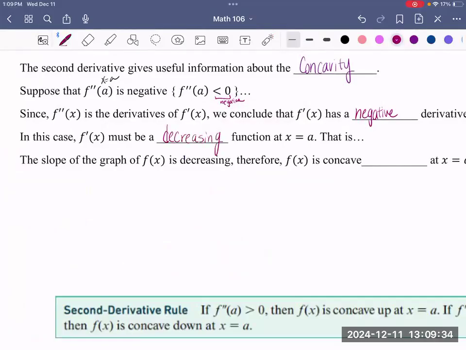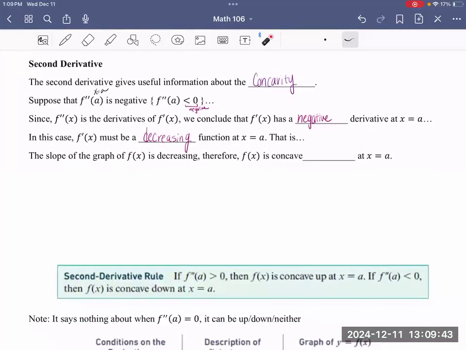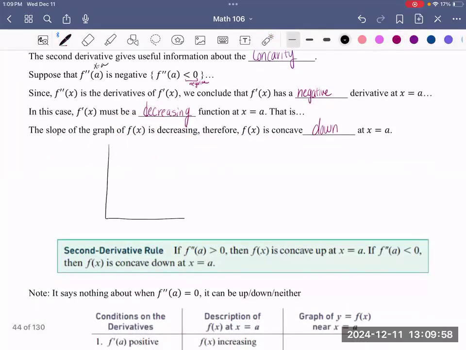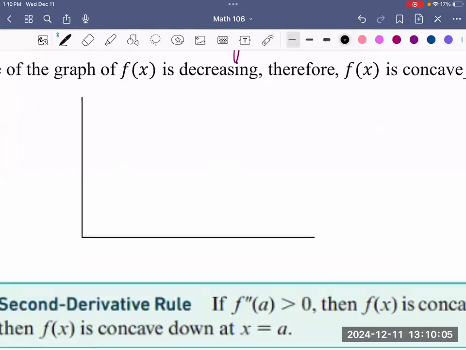So we are a decreasing function. So now it falls in line with your original graph decreasing. That is the slope of the graph. So now your original graph is also decreasing. Therefore, your concavity should be downward facing at that particular point. So to kind of picture that, we're going to talk all about it. If it's not making sense yet, don't worry, it's going to click eventually.